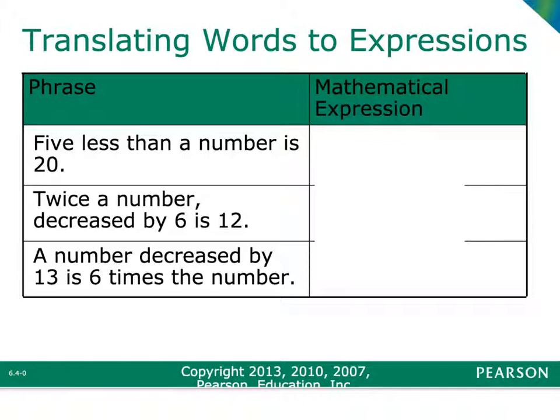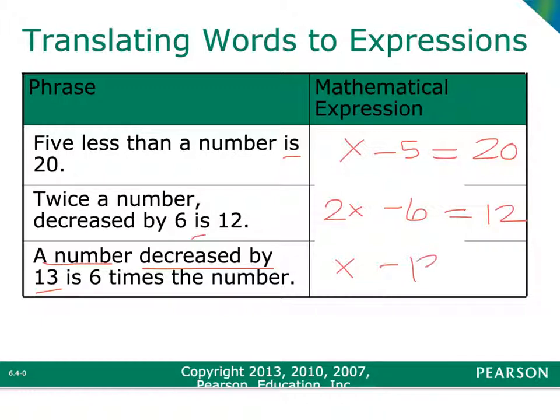5 less than a number, so that means to subtract 5 from the number, is 20. So again, look for that word is, because that lets you know where your equal sign will go. Twice a number, 2x, decreased by 6, minus 6, is 12, equals 12. A number, x, decreased by 13, minus 13, is equals 6 times the number, 6x. So that's how your problems are going to start, with you just translating.